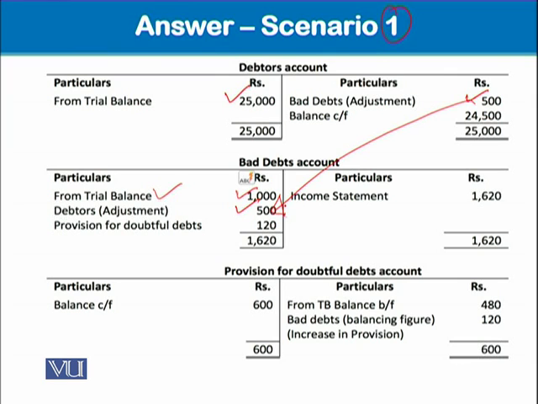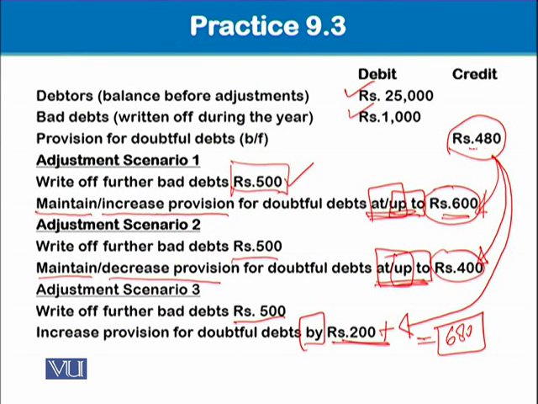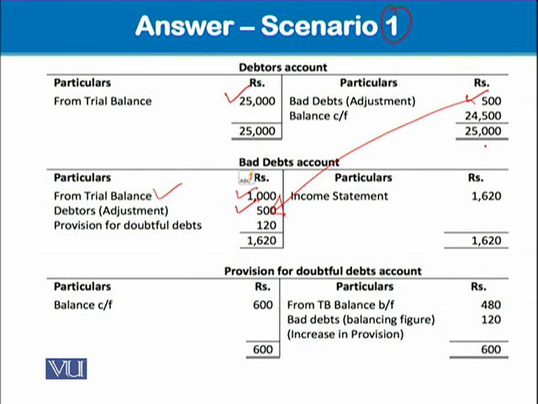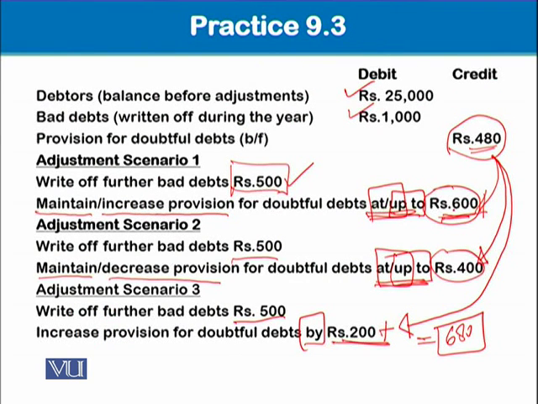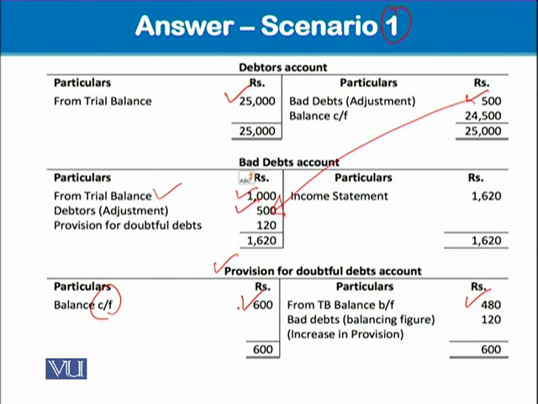Now, the next thing is that in the trial balance, we have 480 opening balance of provision. This 480 opening balance of provision will come in the credit side of provision for doubtful debt account. And now we have to maintain it equal to 600. Means closing balance should be 600. So there is an increase of 120 in this provision for doubtful debt. That increase will be debited to the bad debts account and will be credited to the provision for doubtful debts account. So this is its accounting.